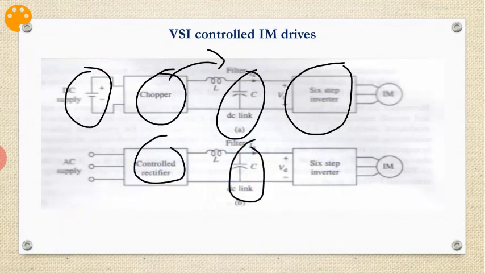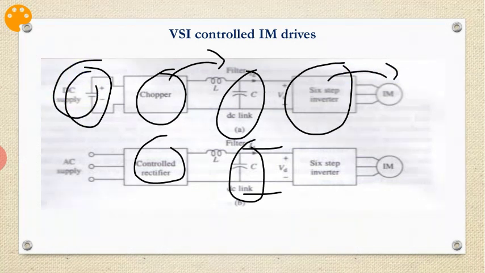It gives a voltage here, and the harmonics in the DC link voltage will be filtered out. Now it is given to the 6-step inverter, and the inverter is connected to the induction motor. I conclude here: DC is a fixed supply, and the chopper is used to convert the fixed to the variable. It is given to the 6-step inverter through the electrolytic filter capacitor, and it is connected to the induction motor.